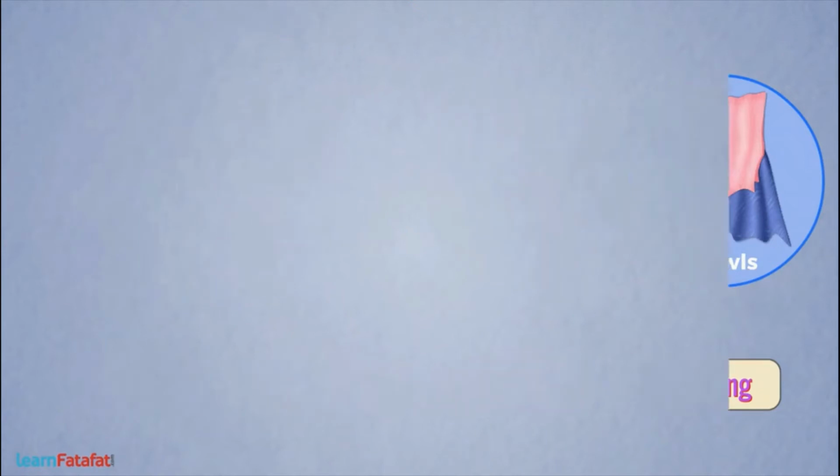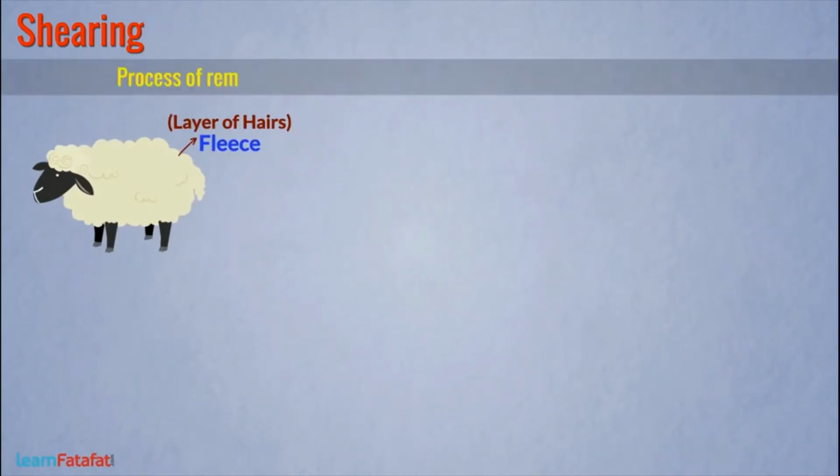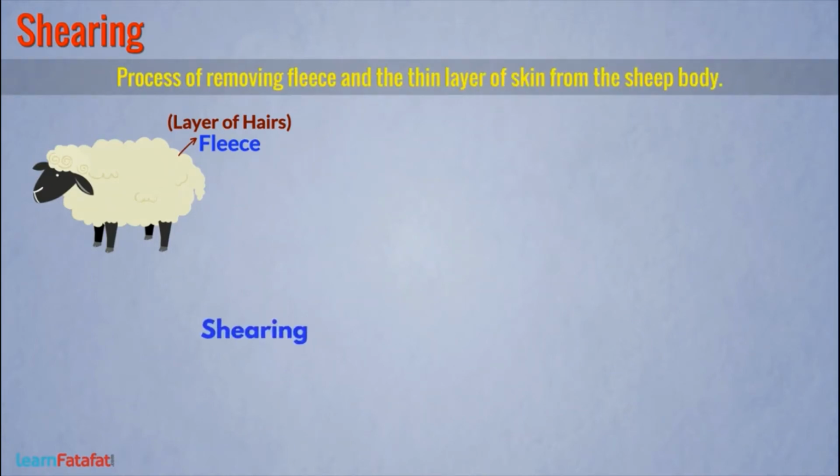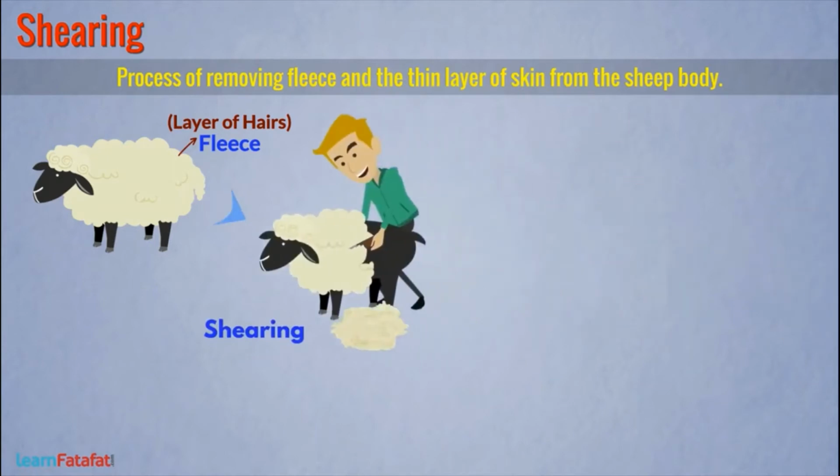The first step is shearing. The layer of hairs around the sheep body is called fleece. Shearing is the process of removing fleece and the thin layer of skin from the sheep body. For this process, tools similar to those used by barbers are used. The outer skin of the animal body is dead, so shearing does not harm the sheep.